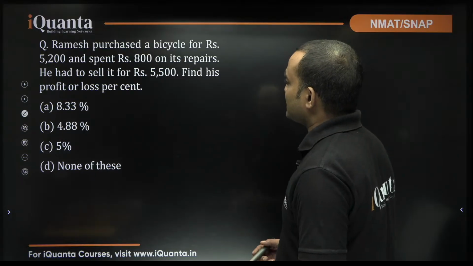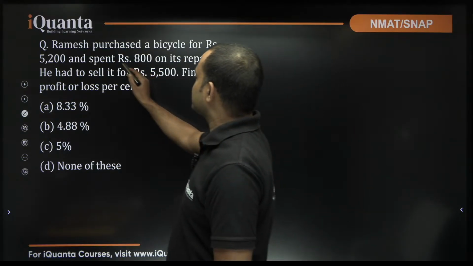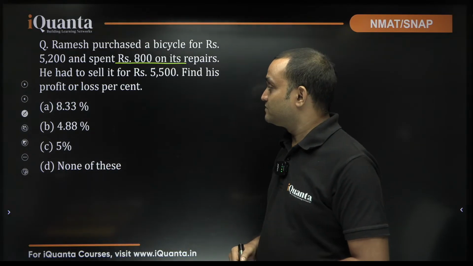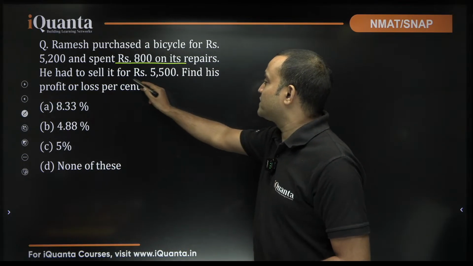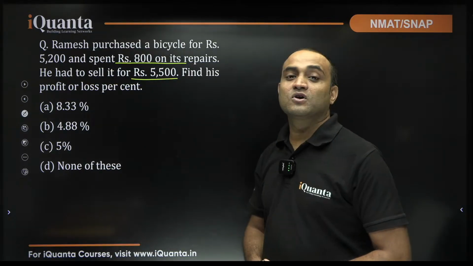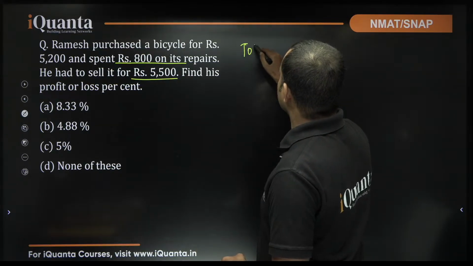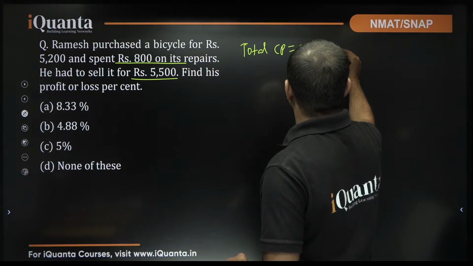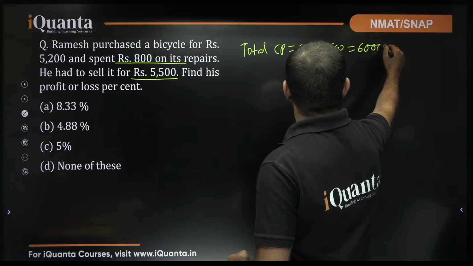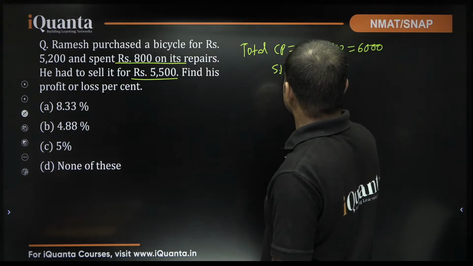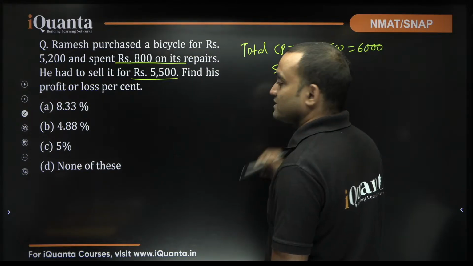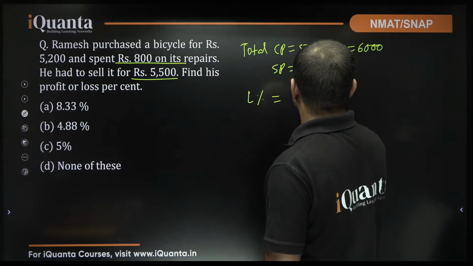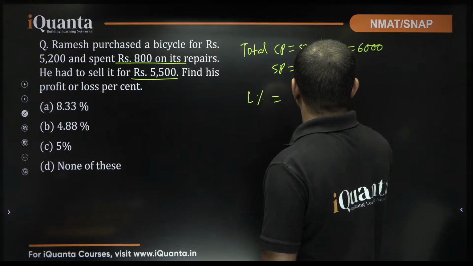Ramesh purchased a bicycle for rupees 5,200 and spent 800 on its repair. So that will also go to the total cost. He had to sell it for 5,500. Find his profit or loss percent. What we can say? Total cost price is equal to 5,200 plus 800, which is equal to 6,000. And total selling price is given, which is 5,500. So loss percentage, the difference is 500 divided by 6,000 into 100.